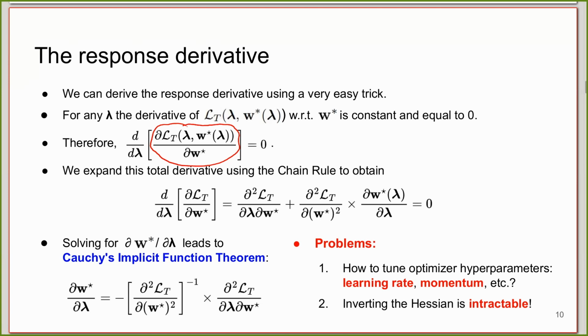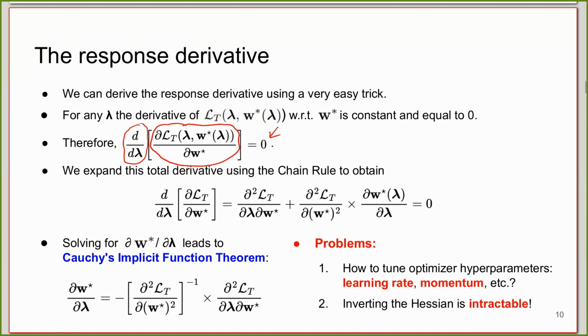And this gradient is going to be 0 for all the values of lambda. You choose a value of lambda, you get your optimal W star, and that's locally optimal for that value of lambda. So the gradient of the training loss with respect to W star is going to be 0 all the time, and it doesn't matter if you change lambda, it's going to be 0 as well. So if you differentiate this with respect to lambda, you will get 0. Then you can see what happens in that case.